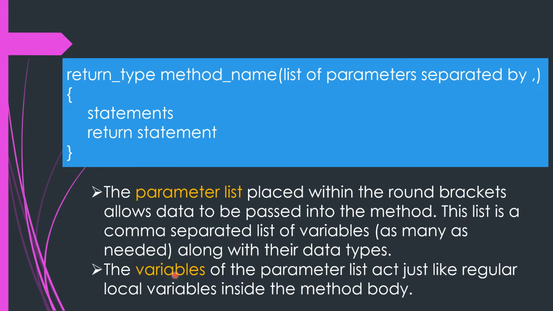Then the variables. The variables of the parameter list act just like regular local variables inside the method body. As we have already studied local variables, inside the method body, these variables of the parameter list also act like those local variables. So these variables, or you can say the parameters, you have already studied, and this is not a new concept to you because we have already studied variables in detail in our previous videos.